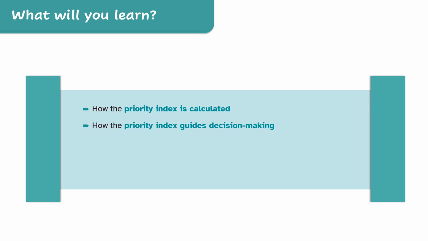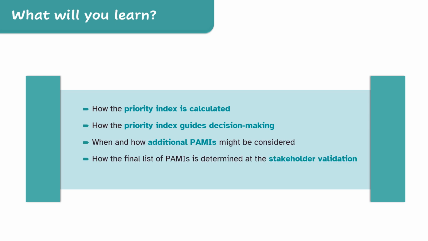After completing this module, you will be able to understand how the priority index is calculated, understand how the priority index guides decision-making on PAMIs, explain when and how additional PAMIs might be considered, explain how the final list of PAMIs is determined at the stakeholder validation, and describe the next steps following the stakeholder validation.